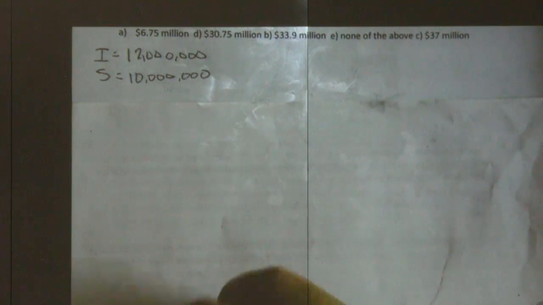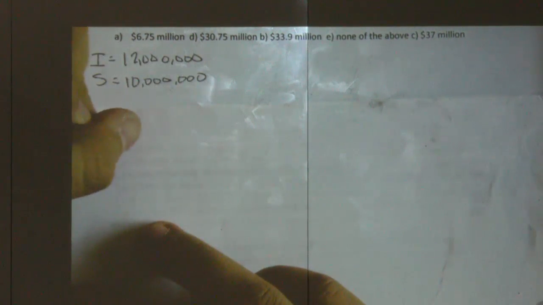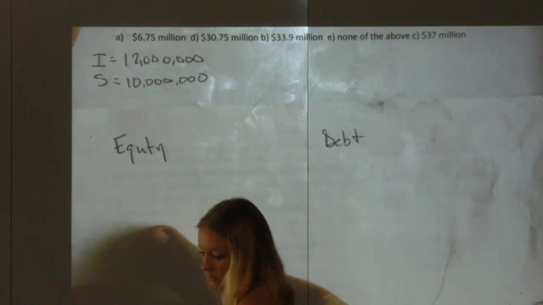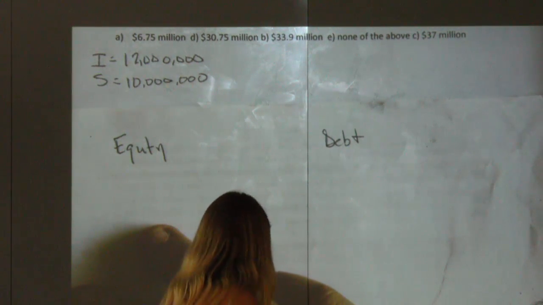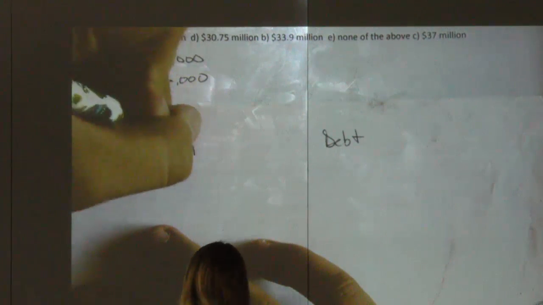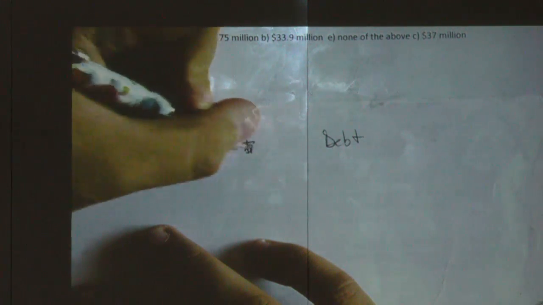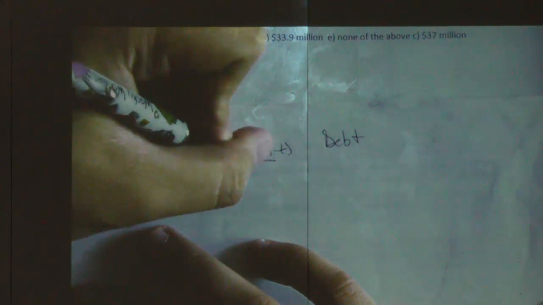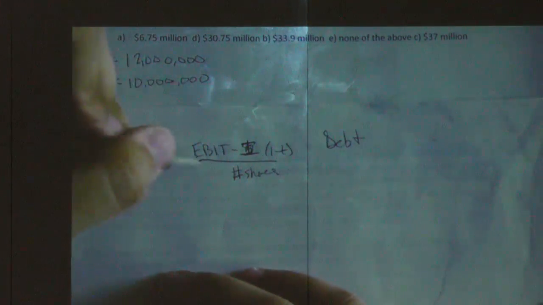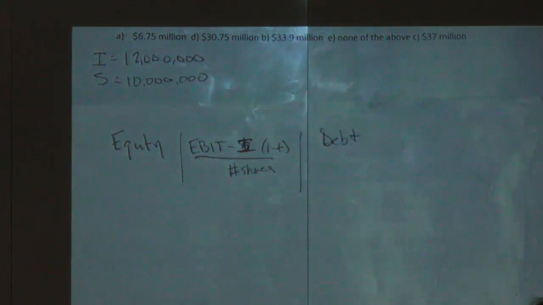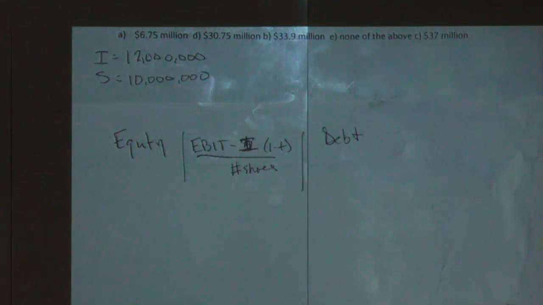Okay, so the equity plan, our debt. All right, so the formula you'll be using is EBIT minus interest, times 1 minus tax rate, all over number of shares. So this is the formula you'll be using to compare the two different plans.